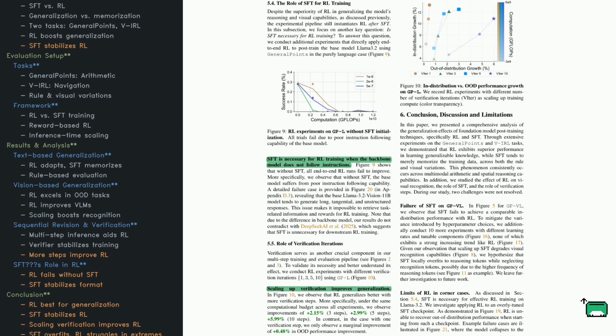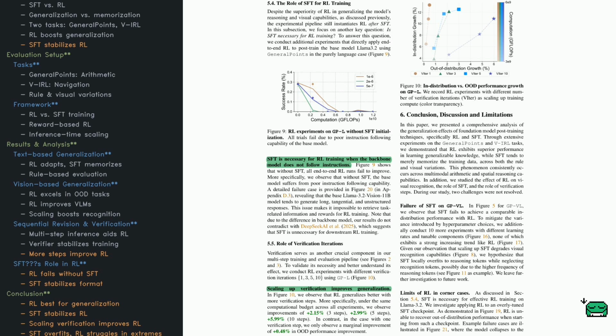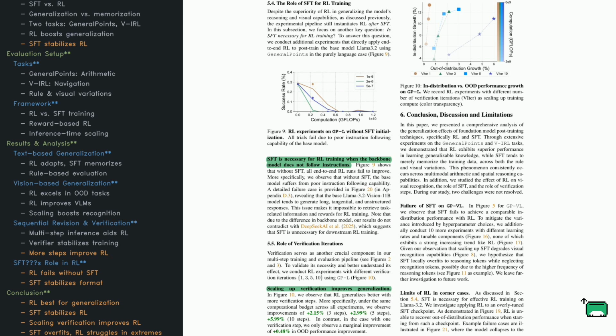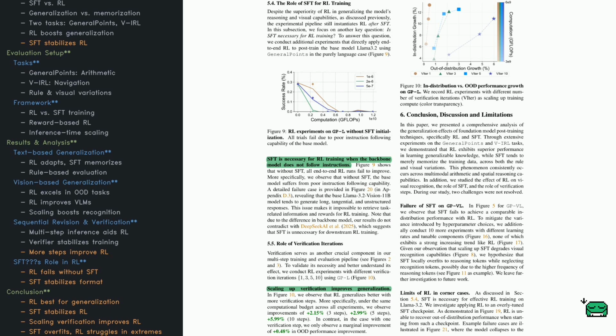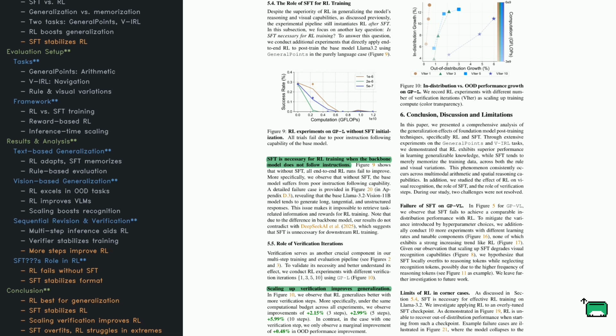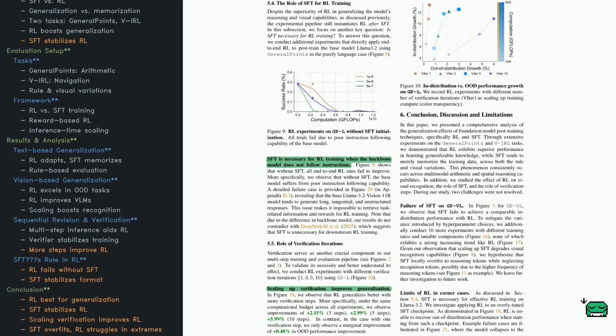The discussion also touches on failure cases. SFT struggles to match RL's in-distribution performance, possibly because it overfits to reasoning tokens rather than learning general patterns. Meanwhile, RL has its own weakness. It sometimes fails to recover from extreme overfitting caused by too much SFT. In short, RL is great for generalization, but SFT and verification steps play important supporting roles.